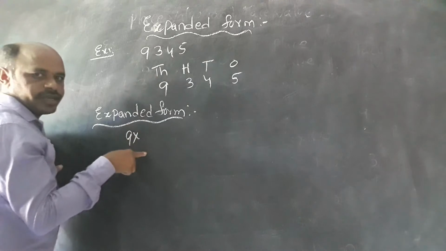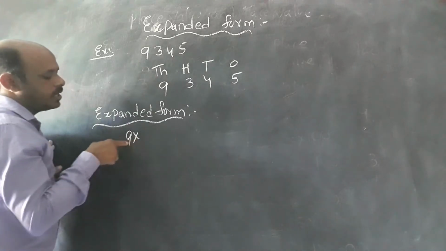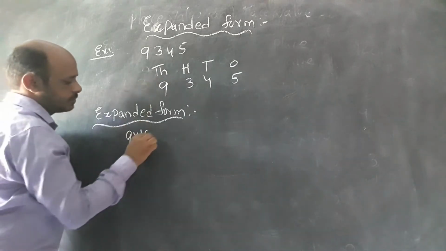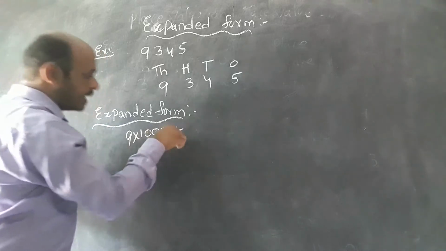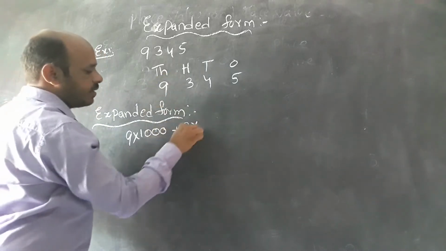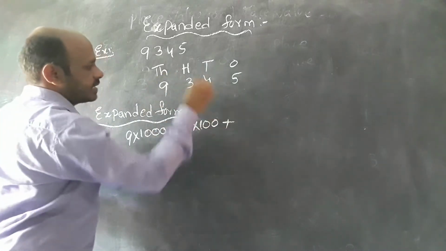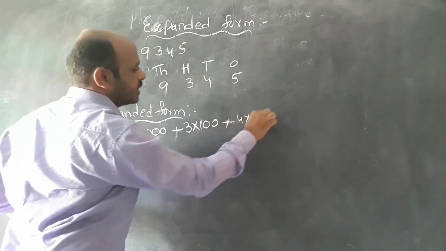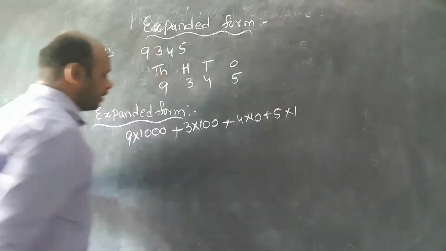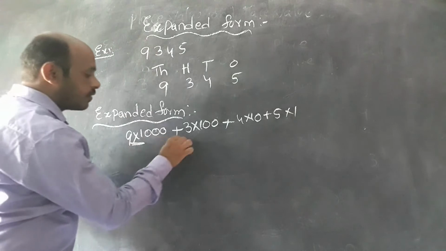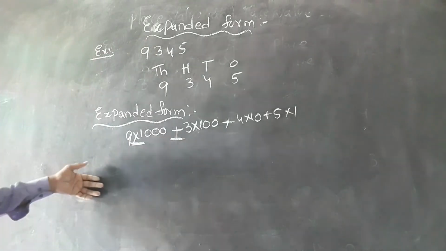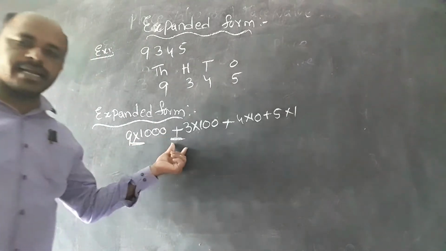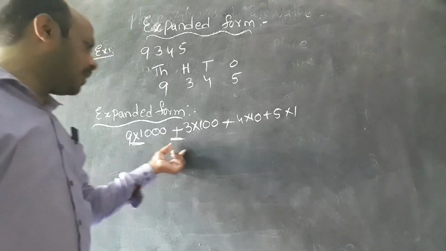Before, in place value, I explained how much we have to multiply 9 by, into thousands. Next place, then 3. 3 is in the 100 place. Then next, 4 is in the 10s place. Plus 5 into 1. Why are we multiplying here? Why are we keeping plus symbols here, meaning what? Here a multiplication symbol and here an addition symbol. Why are we keeping that?